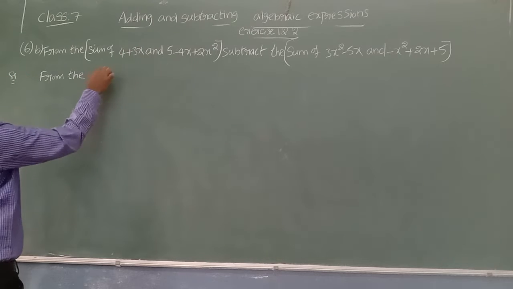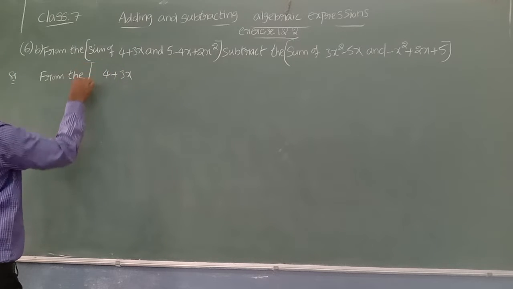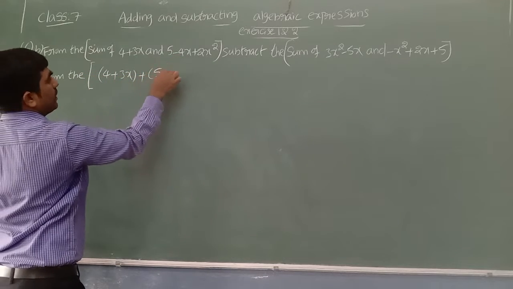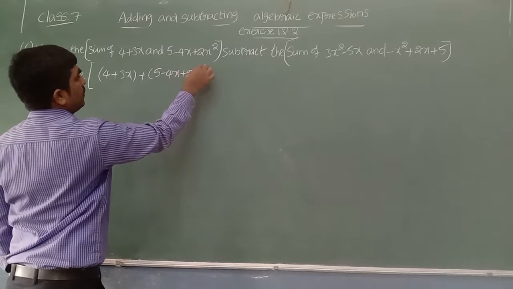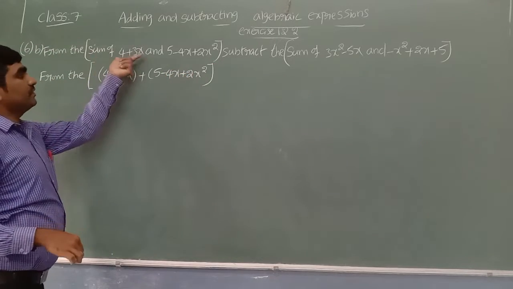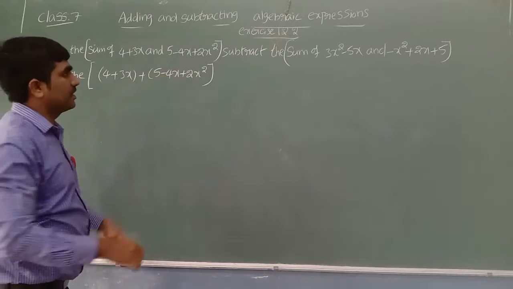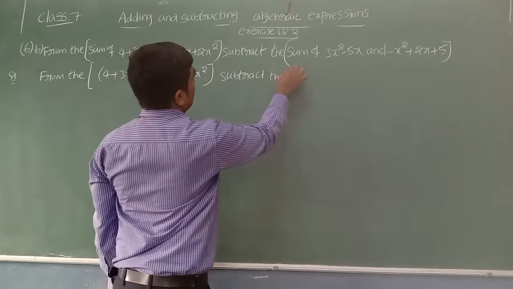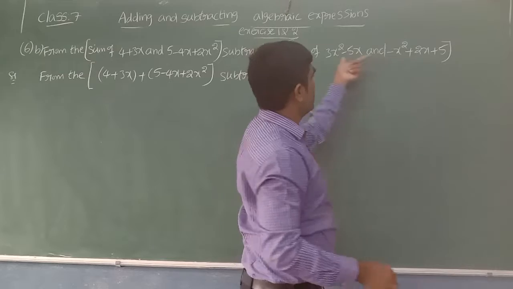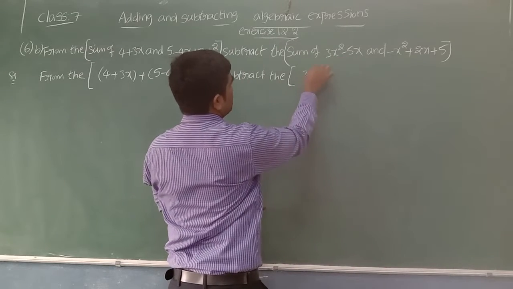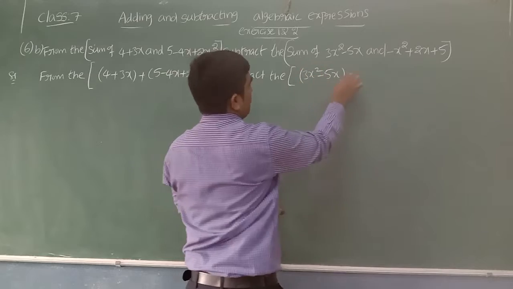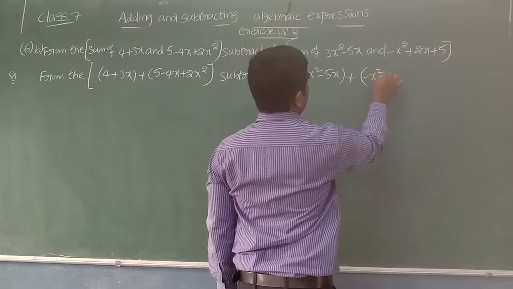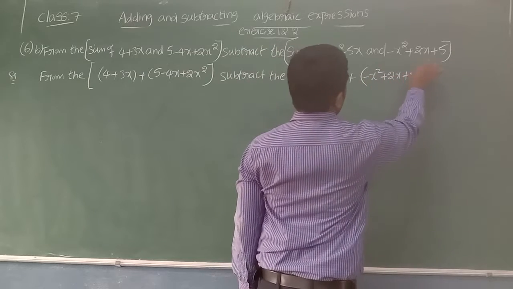It means first expression plus second expression, 5 minus 4x plus 2x square. Sum of these two means first expression plus second expression. And then later, as it is the remaining part, subtract the sum of these two expressions. This is the third expression, you can take 3x square minus 5x. Third expression plus fourth expression, minus x square plus 2x plus 5.